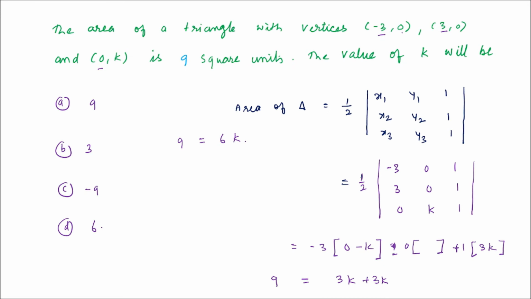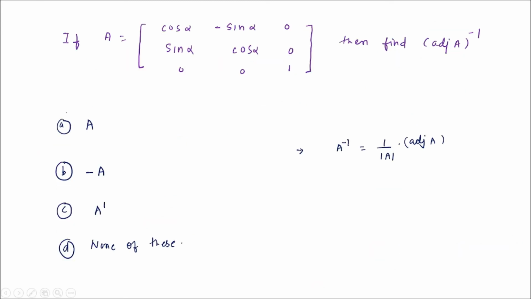Is there a problem? So this is correct. So here we have to write 1 by 2, this 1 by 2. So 9 into 2 is equal to 6k. 18 upon 6 is equal to k, which is 3. So this will be our answer.